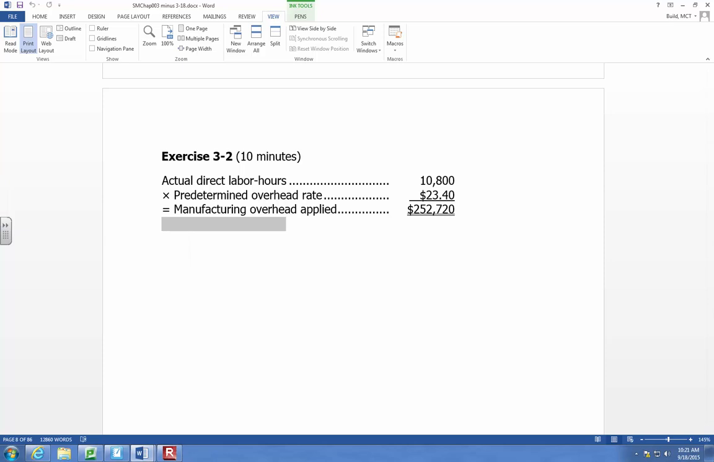3-4. We've got some transactions and they want us to record them in journal entry form. Larned Corporation recorded the following transactions. The first thing that happened was they purchased $80,000 of raw materials on account. What's your debit and what's your credit?